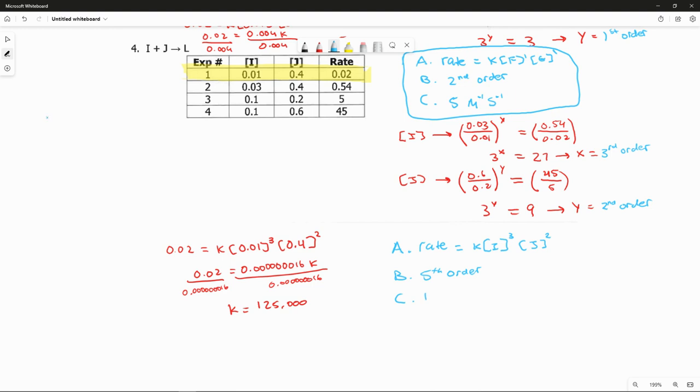So we grab that number, 125,000, and our unit hack is m to the negative question mark, which is the total overall order minus 1. 5 minus 1 is 4. M to the negative 4, and then s to the negative 1, and that is our final set of answers. And that's it for this worksheet.